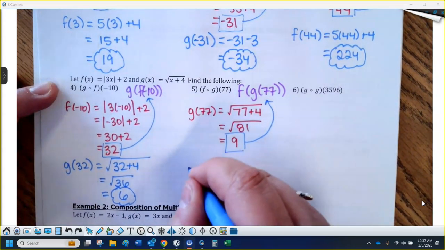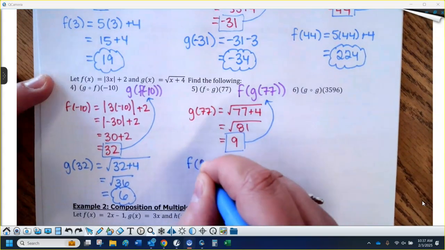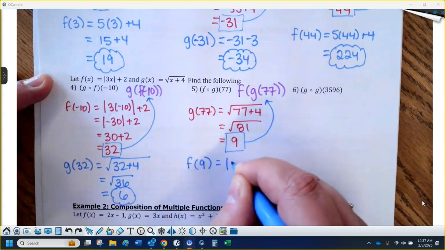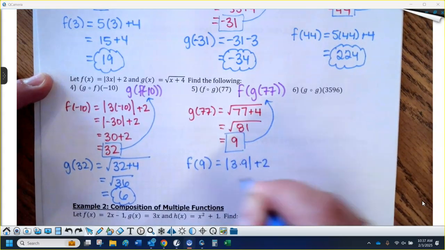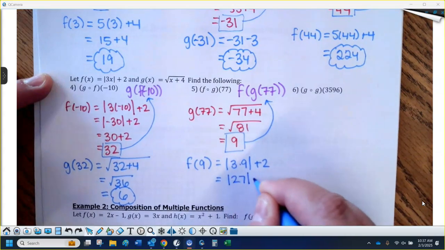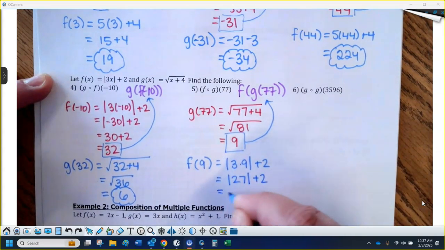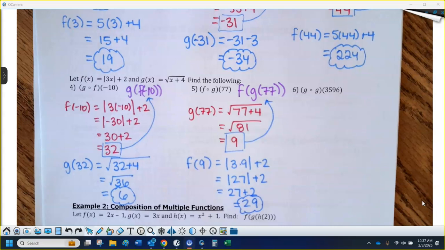So, ultimately we're going to do f with a 9 plugged into it. Now, when you have an absolute value, if the number's already positive, it just stays positive. So 3 times 9 is 27, and so we would just have 27 plus 2. So 29 would ultimately be our answer there.